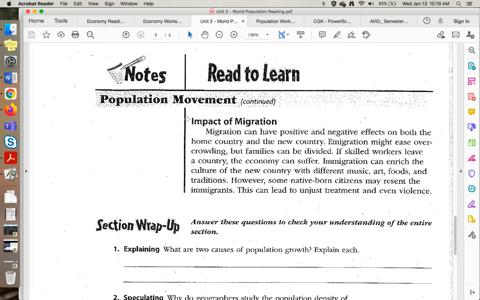Impact of migration. Migration can have positive and negative effects on both the home country and the new country. Emigration, so people exiting, might ease overcrowding, but families can be divided. If skilled workers leave a country, the economy can suffer. Immigration, people coming in, can enrich the culture of a new country with different music, art, foods, and traditions. However, some native-born citizens may resent the immigrants. This can lead to an unjust treatment or even violence.